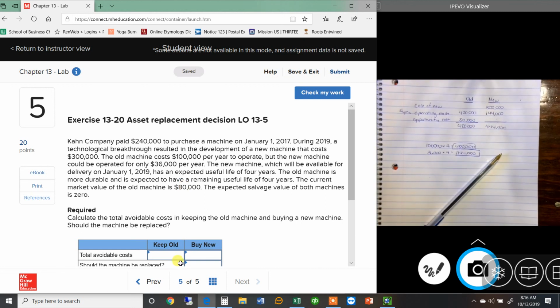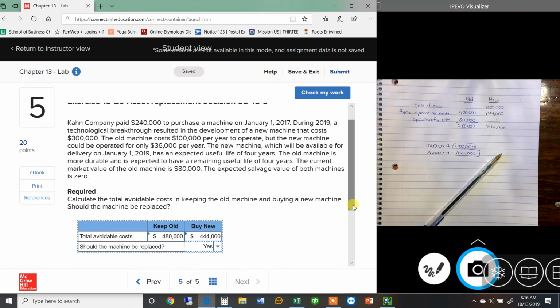So when I look at these costs, here it costs me $480,000. Here it costs me $444,000. So should the machine be replaced? Absolutely. Yes, it should. It's cheaper to buy the new machine than it is to keep the old machine.